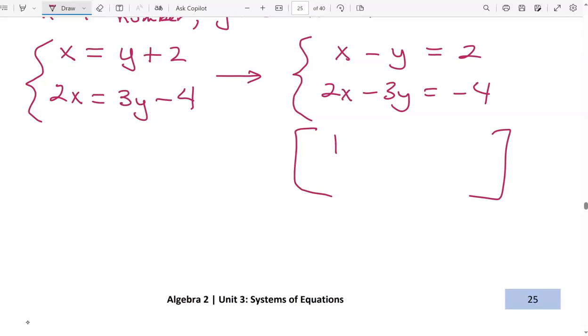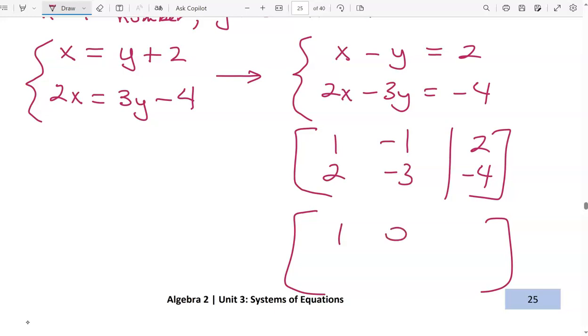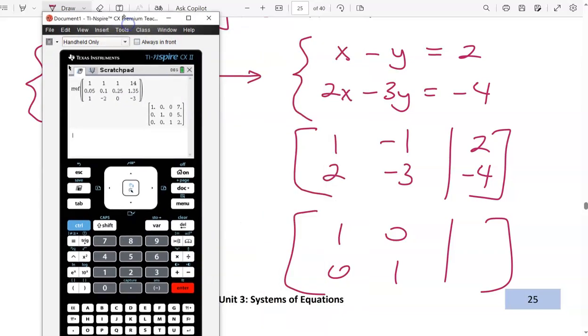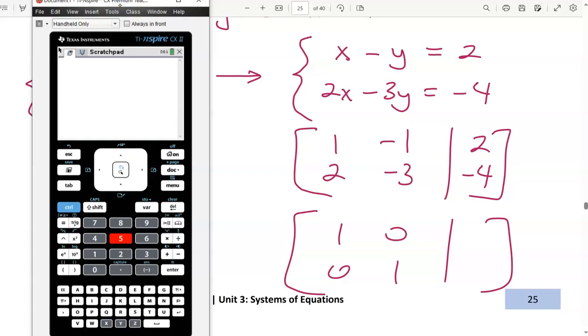Let's write this in matrix form. 1, -1, vertical line 2, 2, -3, -4 on the bottom row. Calculator will provide us with the reduced row echelon form. So RREF, open parentheses, menu key to the right of the 9. This is a 2 by 3 augmented matrix. And entering the coefficients 1, -1.